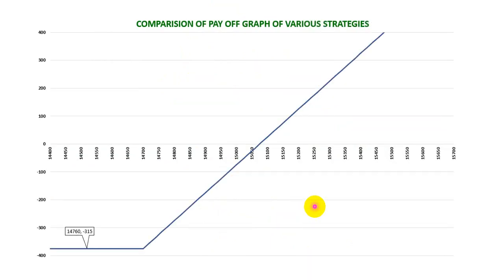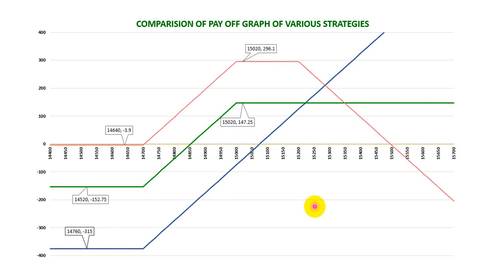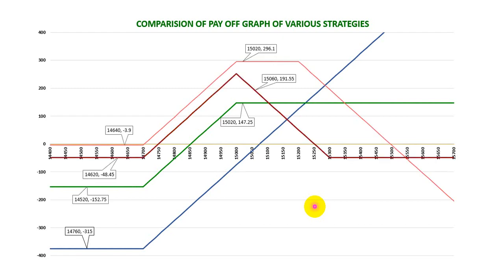Now we compare all this at one point. We get a bull call spread, we get a ladder, we get a ratio spread. So all these things we did as an option buyer: he started with a buyer, then he did a spread, then he did a ladder, then he did a ratio. Finally he reduced the loss to 48 rupees from 300 rupees.